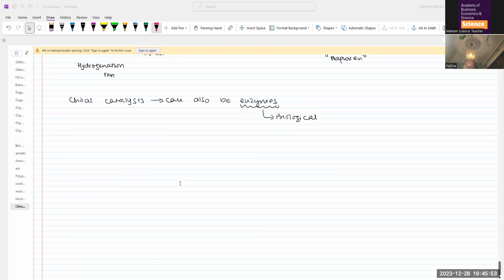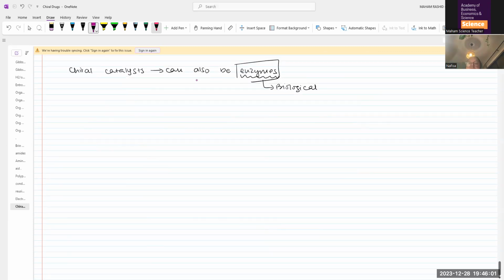Okay. So these chiral catalysts can also be enzymes. Now, how do we ensure that we have just one enantiomer being formed? This is due to a concept that is called stereoselectivity. And what this means is that if you have an enzyme, so enzymes have active sites, right?